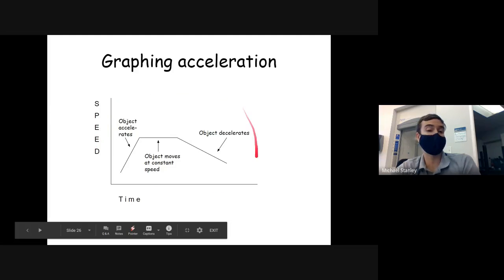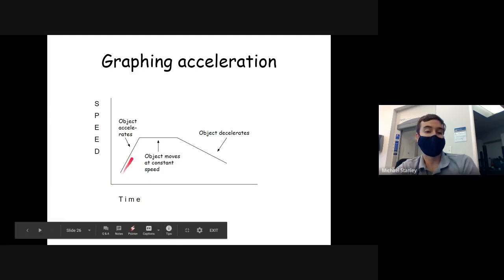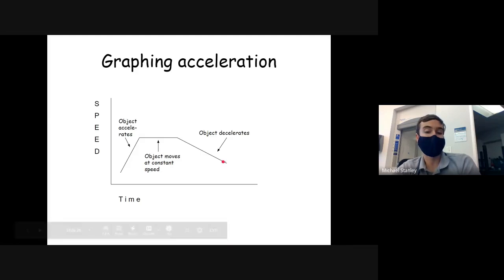So that's what these acceleration graphs are meant to show. If it's going up, we're accelerating, our speed is increasing. And again, just like our speed graph, the steeper the line, the bigger the acceleration. The shallower the line, the slower the acceleration. If the line's going up, we're speeding up. If the line is going down, we're slowing down. And if the line is staying flat, that means that we're moving at a constant speed.